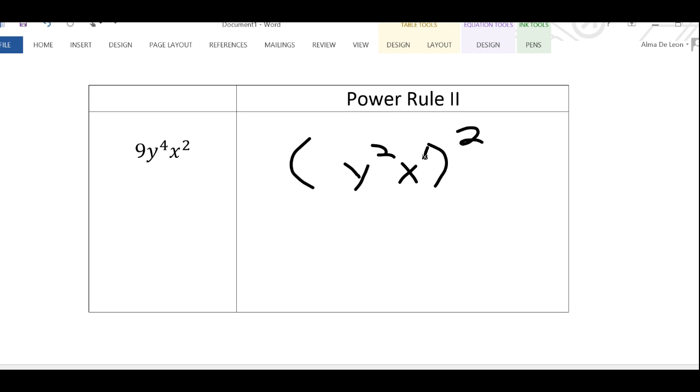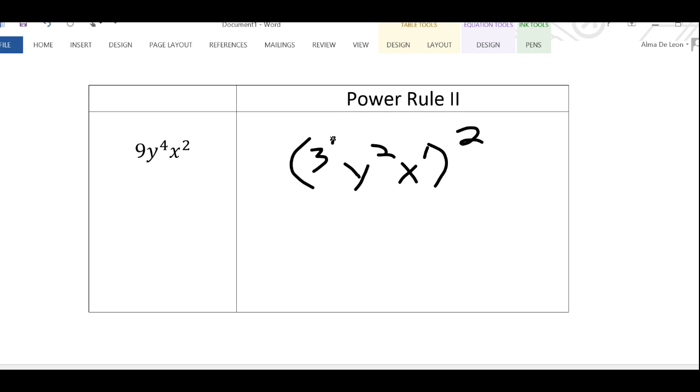The tricky part is with the number. What squared gives me 9? Well, if you're good with numbers, you should know that 3, which has an invisible 1 as the exponent, to the power of 2, 3 squared, gives me 9.